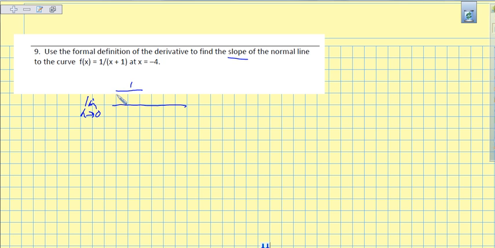1 over, so inside that parentheses we're going to put the x plus h, and then we're going to subtract this quantity 1 over x plus 1, and it's all over h. So we could multiply by the reciprocal of this.